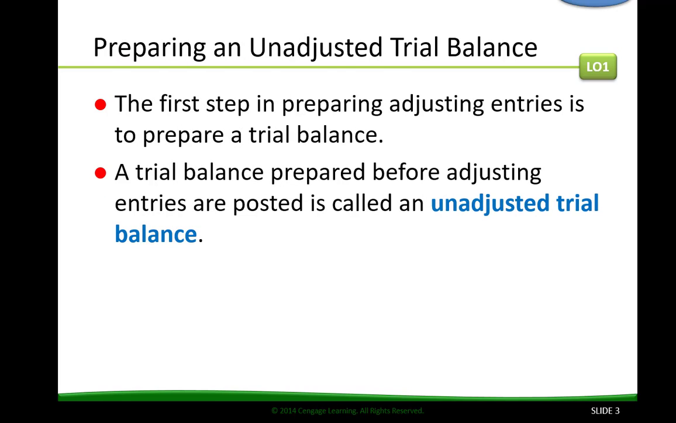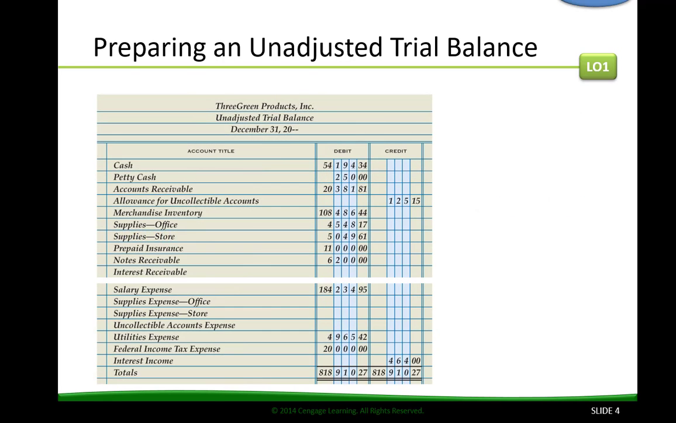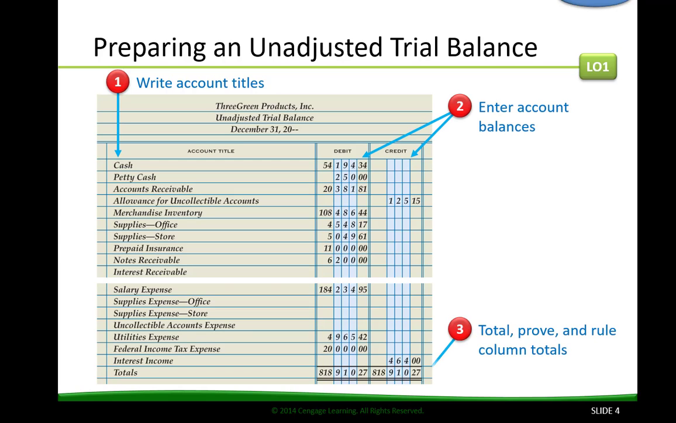We're going to first start with preparing the unadjusted trial balance, which is just recording the balances of all your accounts on one sheet. It's just recording what each account is at. Some of them may have zero, and that's just fine. You'll write your account titles, write their balances either as a debit or credit, and then total up the balances at the bottom.